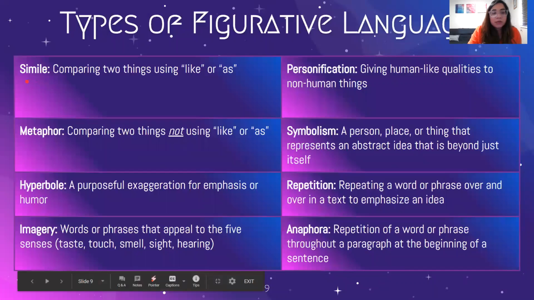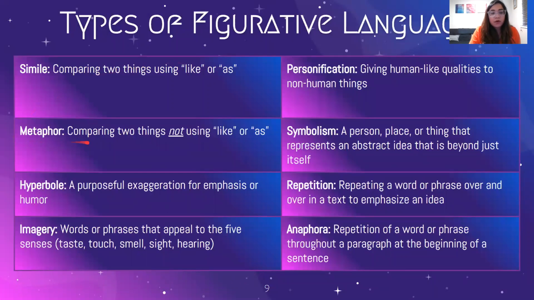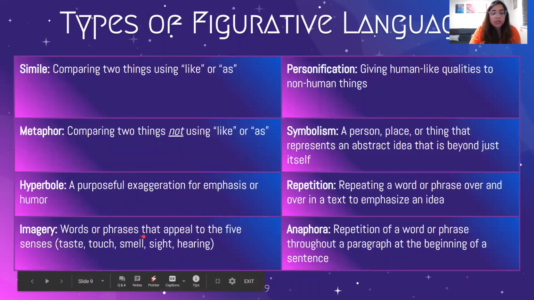So we have a simile, which is comparing two things using like or as. So you're using like or as to compare two things. Metaphor, you're comparing two things not using like or as. Hyperbole is a purposeful exaggeration for emphasis or humor. Imagery is words or phrases that appeal to the five senses: taste, touch, smell, sight, and hearing.